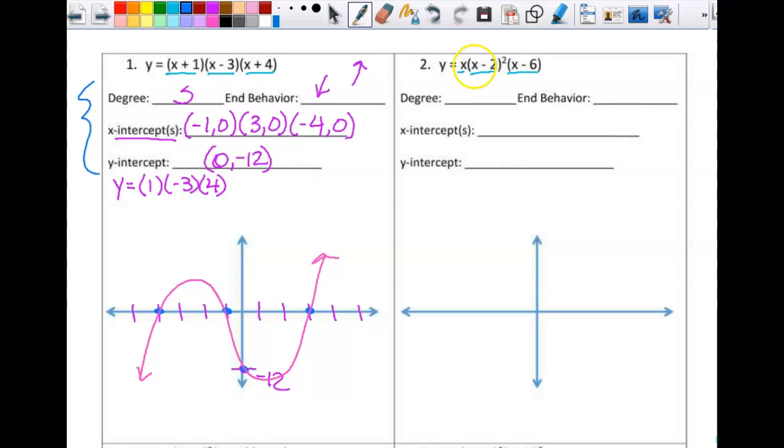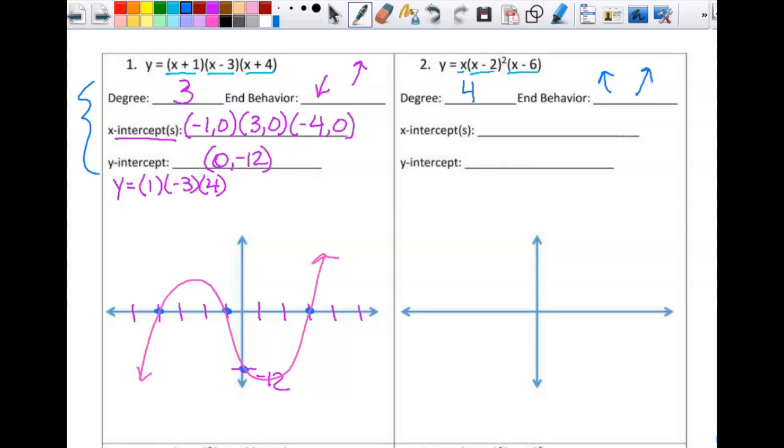4, good, because I'd square this and get x squared, multiply by another one, multiply by another one, so I'd have 4 x's multiplied together. So my degree is 4. So my end behavior, what happened to my 3 up here? My end behavior, since it's even, is the same. It's either up, up, or down, down. What is it? Up, up, right? Because it's even. So up, up.